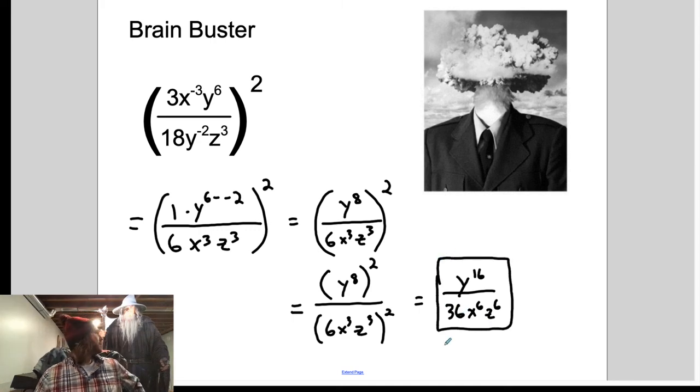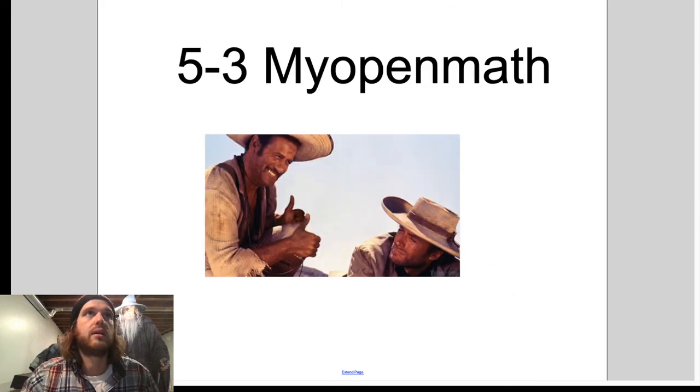Take a bow. Gandalf, you've done it. You did it. You're no longer Gandalf the Grey. You are now Gandalf the exponential math nerd. That's what your new title will be. Mithrandir. Okay, yeah, it's in MyOpenMath.